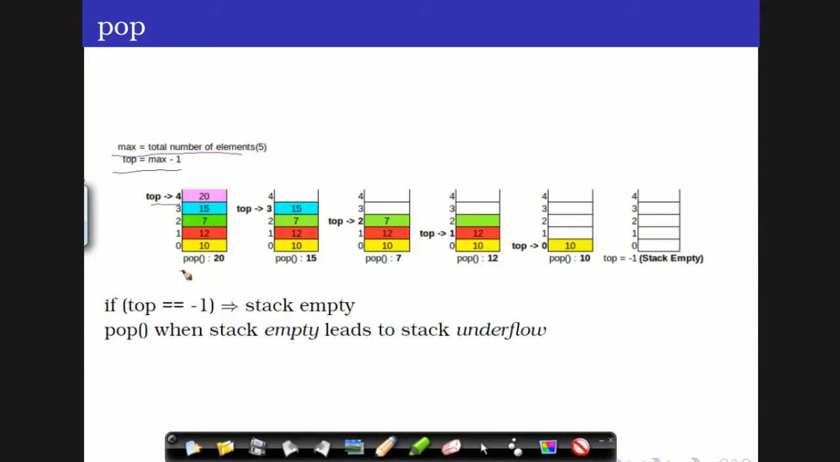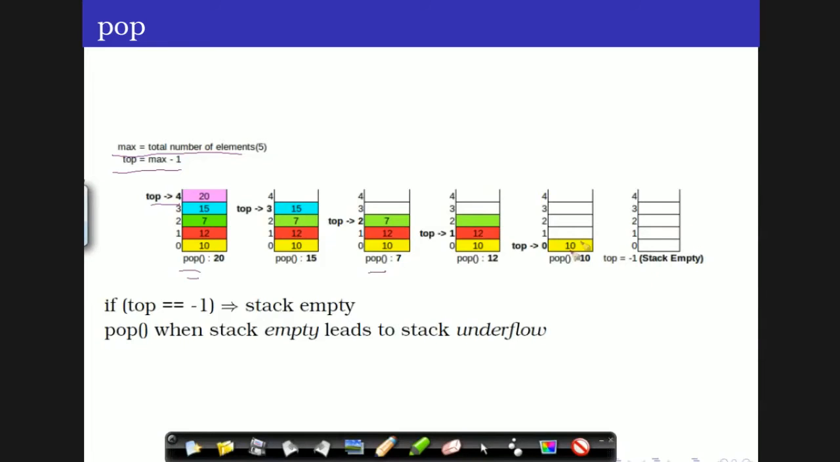Now when we try to pop out, what will it pop? Generally, pop is used for removing. The pop operation is for removing an element, and definitely it will be from the top end only. So 20 will be removed first. Then if we pop again, it will remove 15. Then if we pop again, it will remove 7. If we pop again, it will pop the top element, that is 12. And when we pop again, it will pop 10.